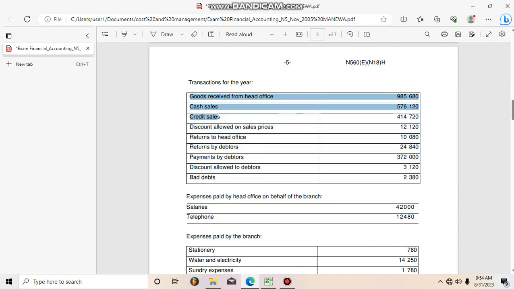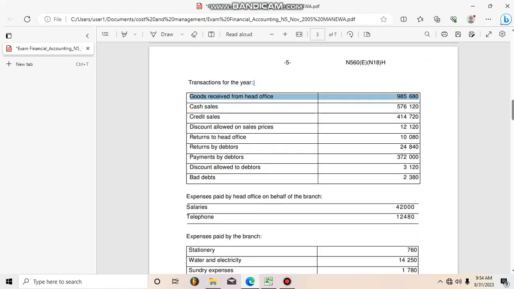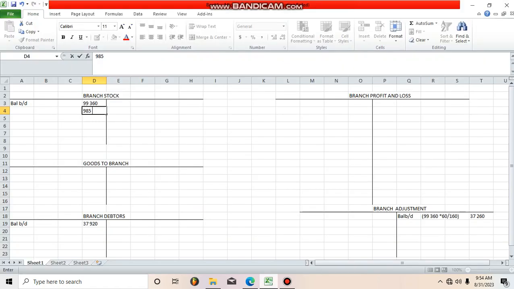So let's start with the first item that says the goods received from head office. Guys, we received goods from head office. So obviously, what is really going to happen to our stock, or to our branch inventory? Because you are receiving stock, it is going to increase with that amount of 985,680. It is going to increase because you are receiving the stock from the head office.